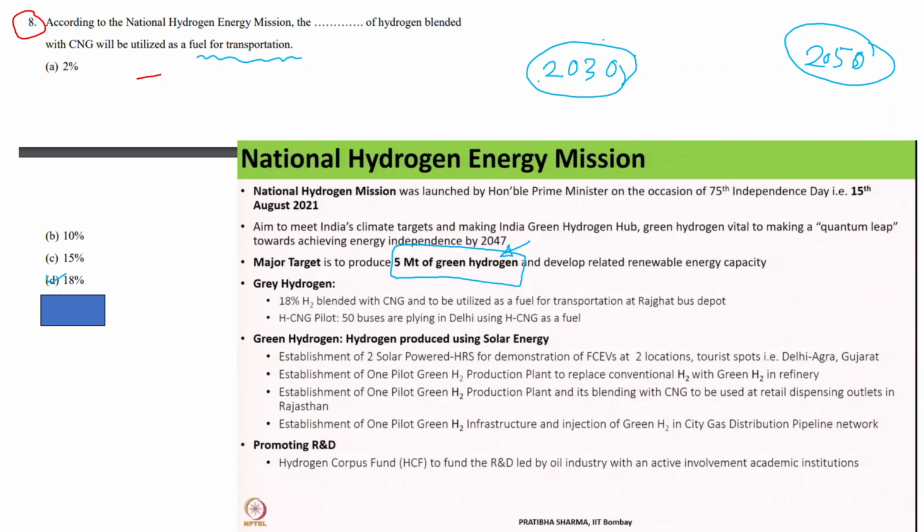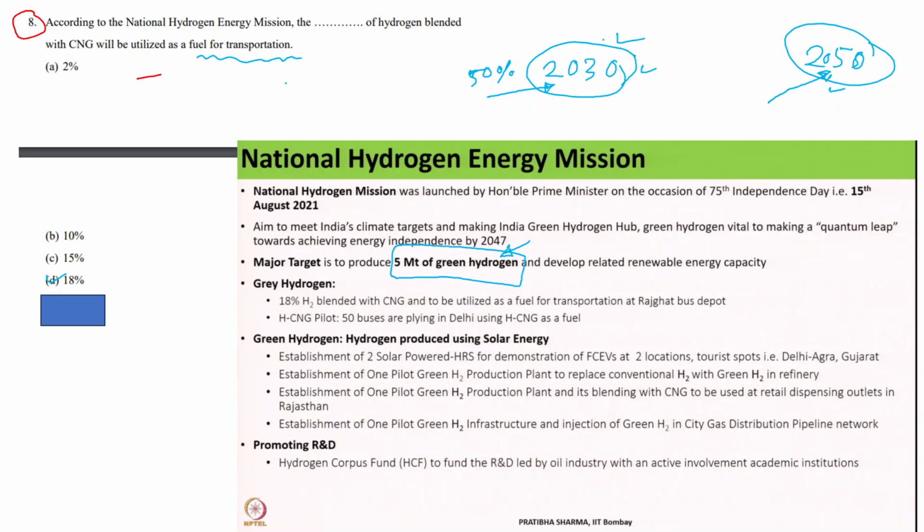The first target is to convert 50% of the total transportation vehicles to hydrogen fuel by 2030, and total 100% conversion of transportation, buses or trucks, to hydrogen fuel by 2050. Okay, there are two targets, globally two targets are there.